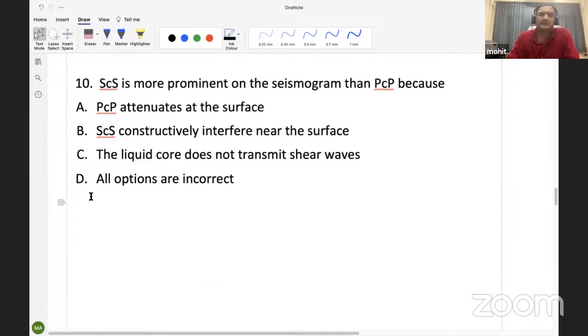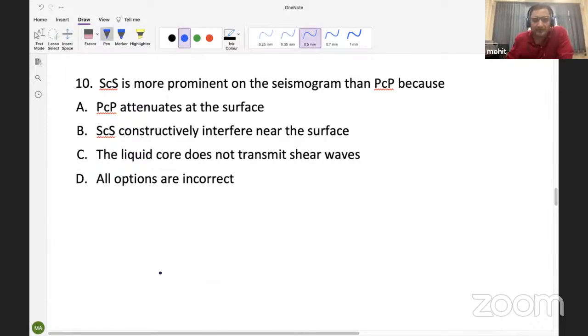Now let's move further. There is a question number 10 in the assignment number 6. It says SCS is more prominent on the seismogram than PCP because the options are given. PCP attenuates at the surface. SCS constructively interfere near the surface. The liquid core does not transmit shear waves. And then there is an option D. All options are correct. So first we need to understand what is SCS.